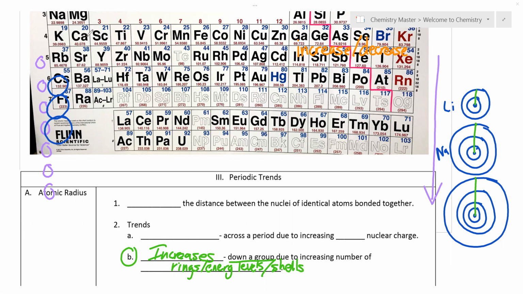Hopefully that makes sense. It is a lot easier for you to remember the trend if you understand why it does what it does. For the longest time, I could never get periodic trends down because I always tried to memorize increase and decrease, left, right, up, and down. You only have two options, increase or decrease, so it can take a while.